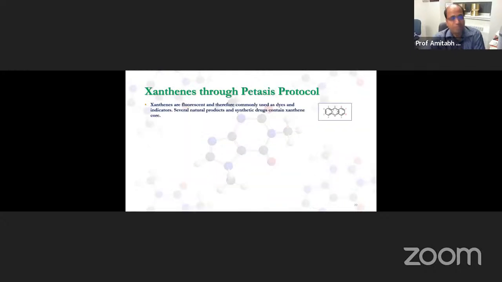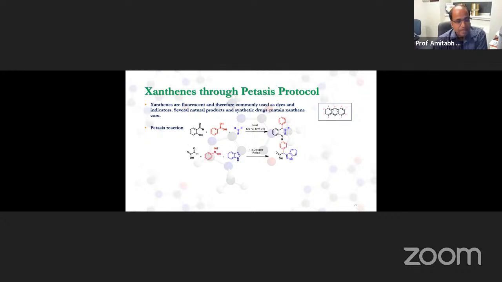Now, just one last project that we are working on. I told you in the beginning that the Petasis reaction is being used in our lab, and we are modifying the Petasis reaction to make new types of chemistry. So this time we are using the Petasis reaction to make xanthenes. So basically, the Petasis reaction is described here. There are different types of Petasis reaction. What we have done is we are using boronic acid, we are using the salicylaldehyde, which is also used in Petasis reaction, but in place of the amine nucleophile, we are using a phenol.